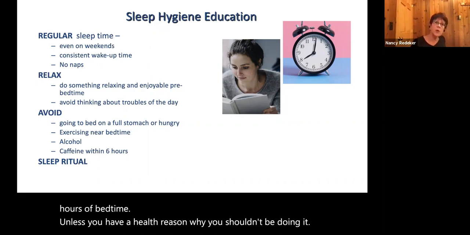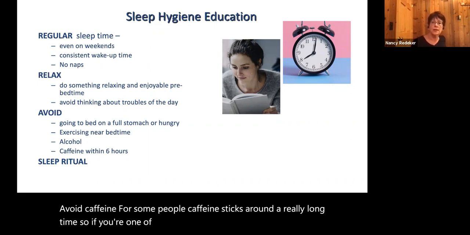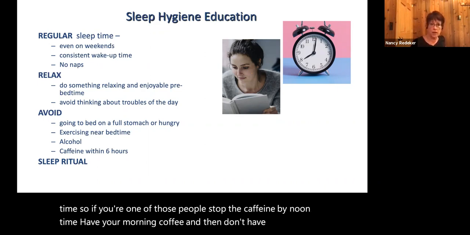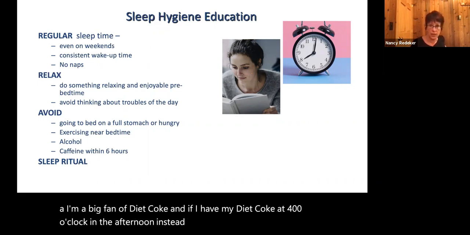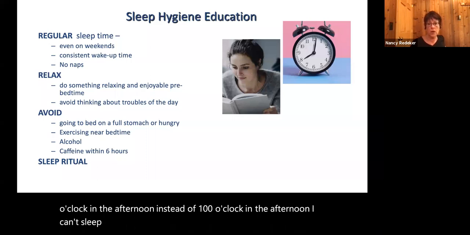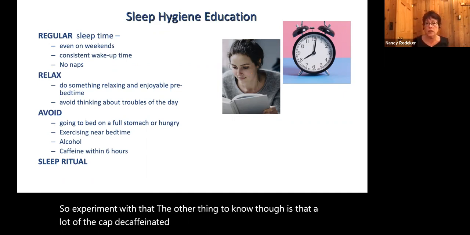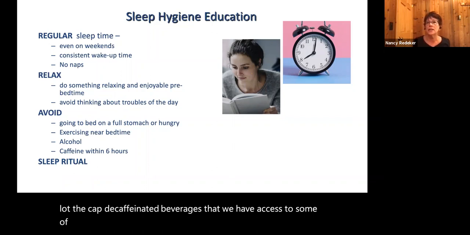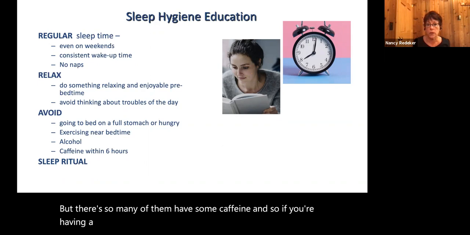Avoid caffeine. For some people, caffeine sticks around a really long time. So if you're one of those people, stop the caffeine by noontime. Have your morning coffee and then don't have any more. I'm a big fan of Diet Coke. And if I have my Diet Coke at 4 o'clock in the afternoon instead of 1 o'clock in the afternoon, I can't sleep. And I should know better. So yeah, experiment with that. The other thing to know, though, is that a lot of the decaffeinated beverages that we have access to, some of them have less caffeine than the regular product, but many of them have some caffeine. And so if you're having a problem, you might want to get rid of those as well.